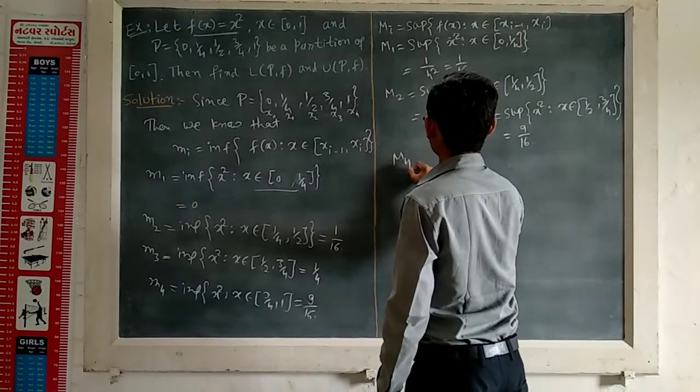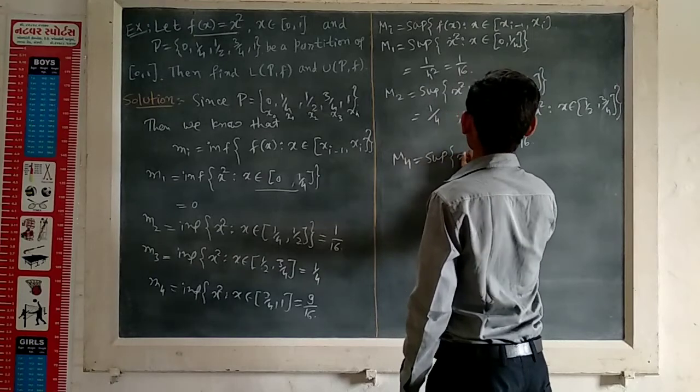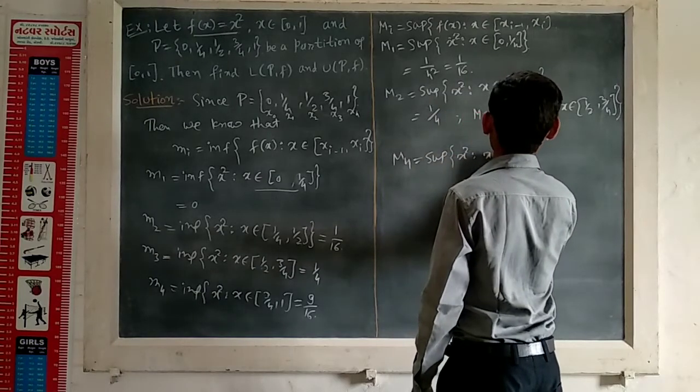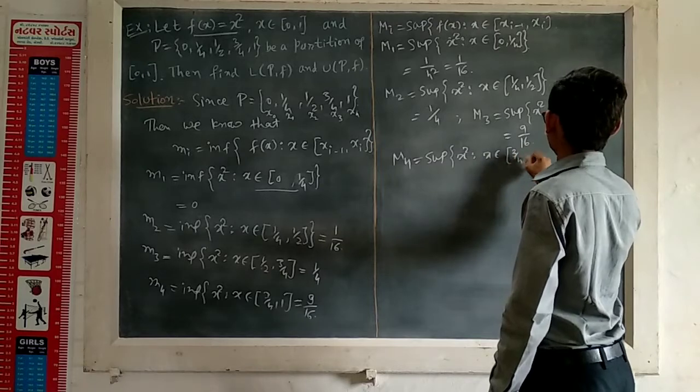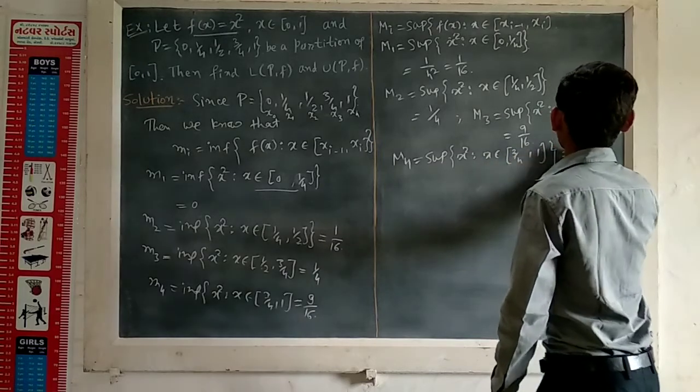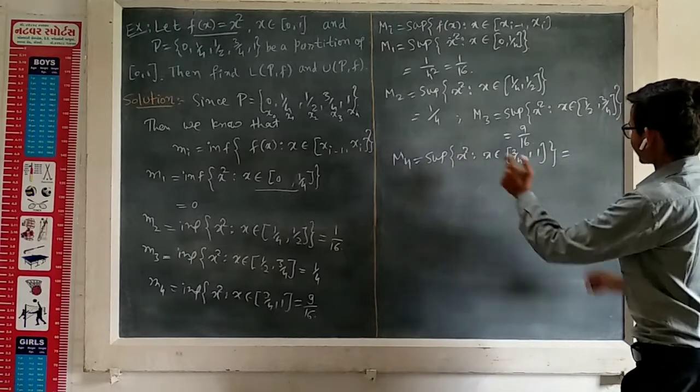Last value M4 is equal to the supremum of x square such that x belongs to 3 by 4 to 1. Maximum value in this interval is 1. So the supremum of x square is 1.